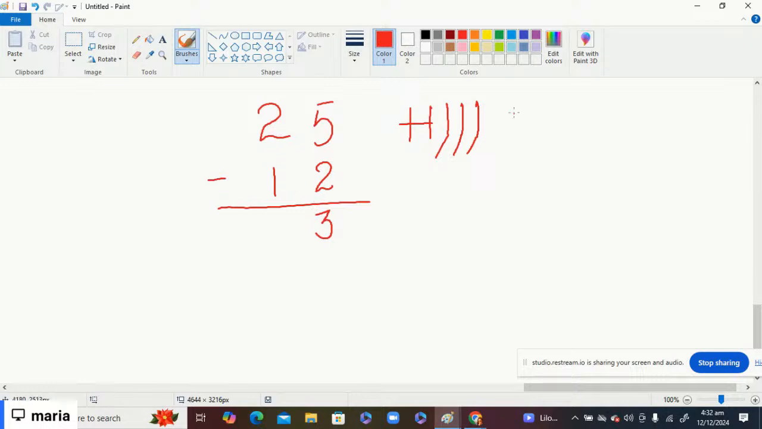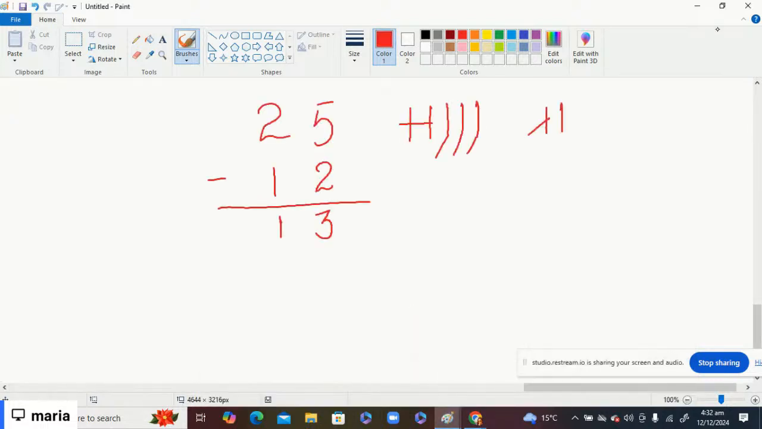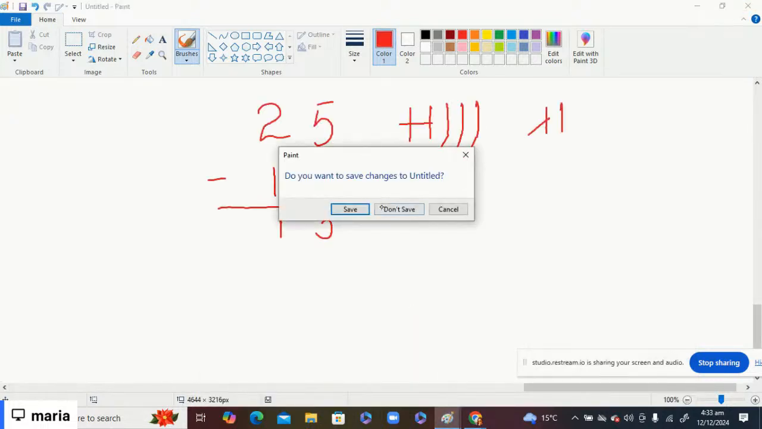Now 2 minus 1. First of all, draw 2 lines, remove 1 line. How many left? 1 is left. So you're going to put it here, 13. Okay. Let's take another question.